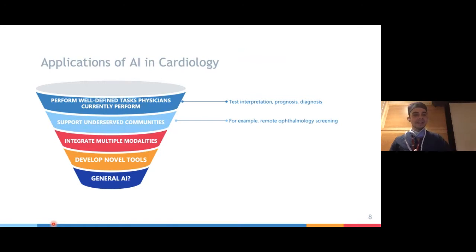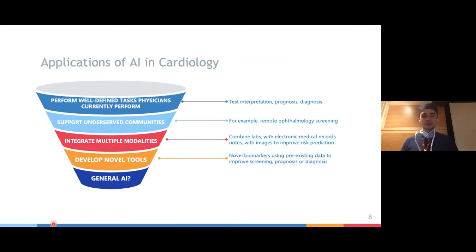Also, AI is able to support underserved communities. For example, if you have a remote community with no access to ophthalmology care, you could imagine AI screening patients for ophthalmology pathologies or helping GPs interpret ECGs if there is no cardiology on site. Then AI is also really good at integrating multiple modalities. I'm talking about EMR notes data with images, with lab results to improve, for example, risk prediction. Also, AI is able to make sense of data that we didn't use for a specific purpose as humans.